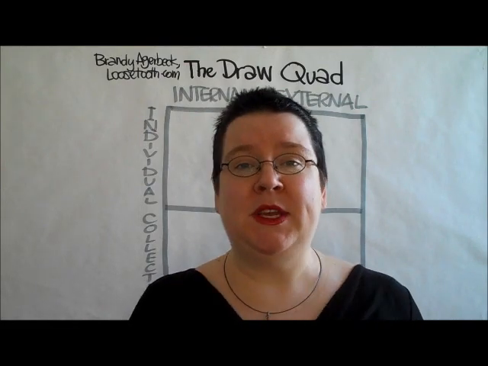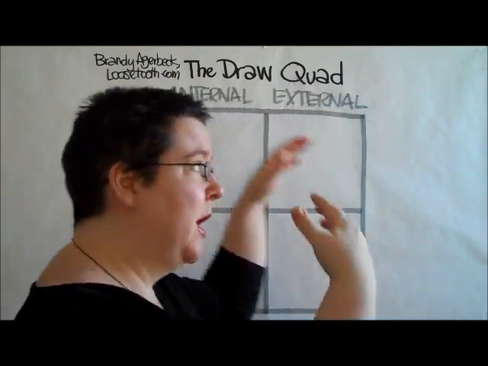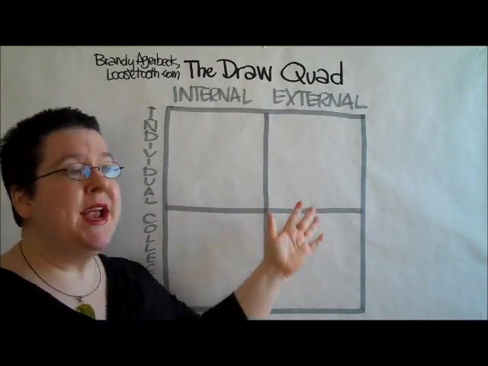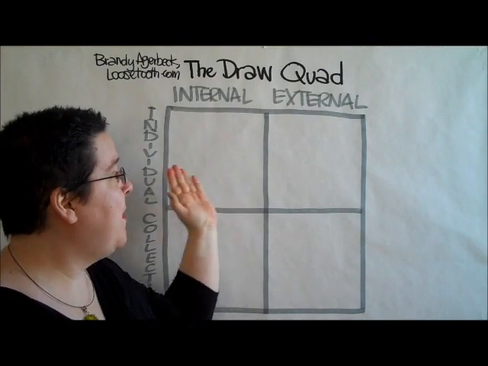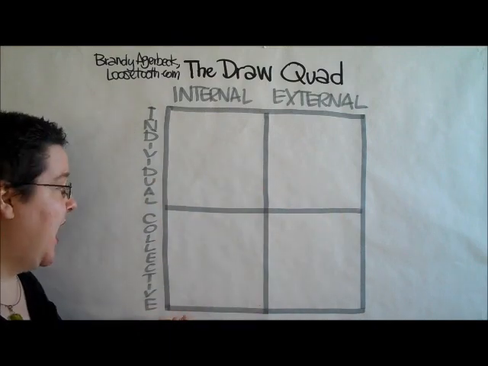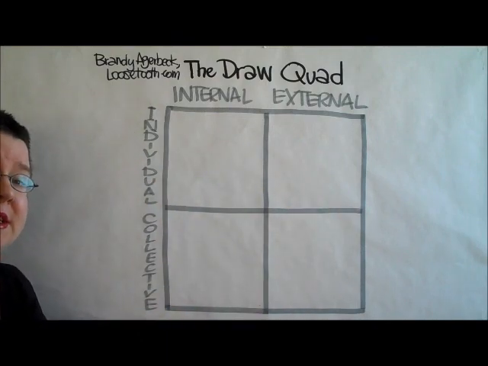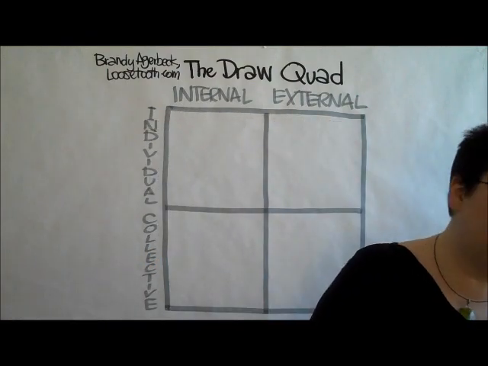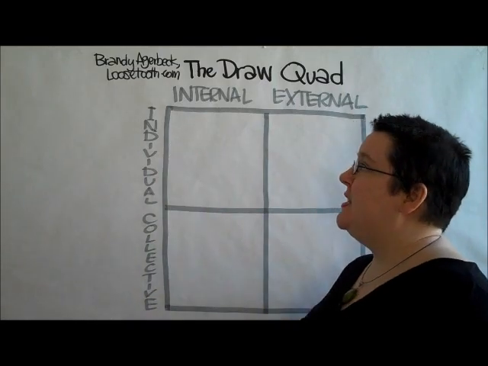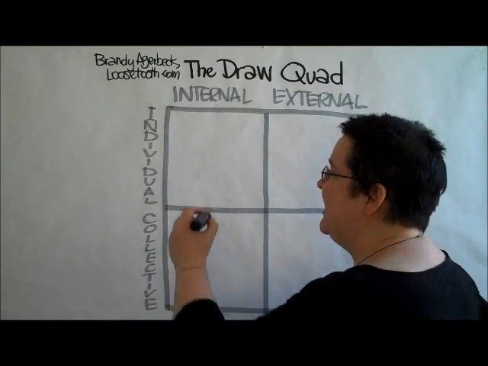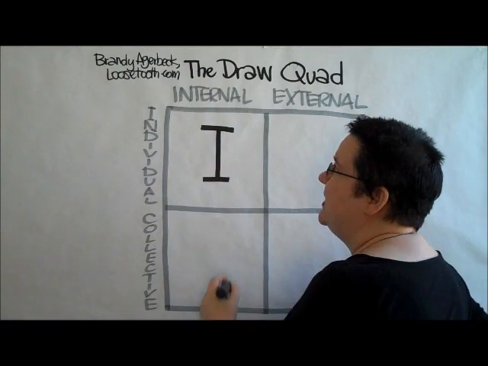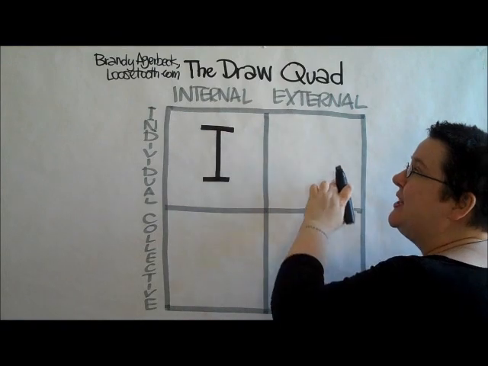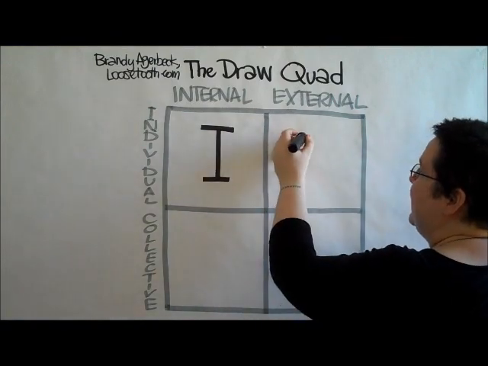But very basically speaking, it is a 2x2 matrix where the left-hand side of the model is internal, the right-hand side is external, the top half of the model is individual, and the bottom half of the model is collective. Now that creates 4 quadrants. The upper left-hand quadrant, the internal individual quadrant, is the I quadrant. This is about the internal individual. It's my subjective experience.